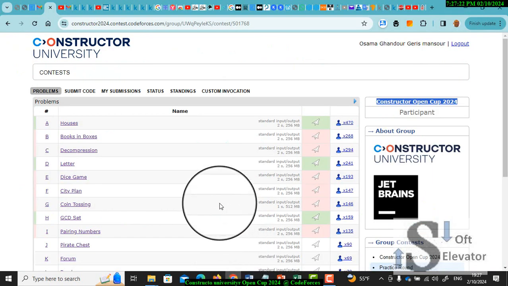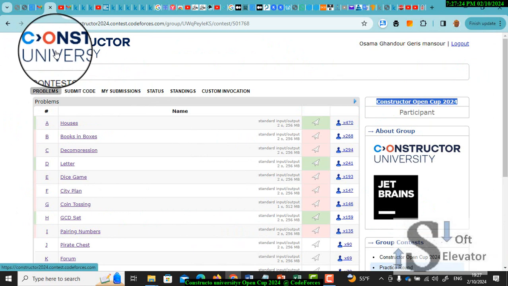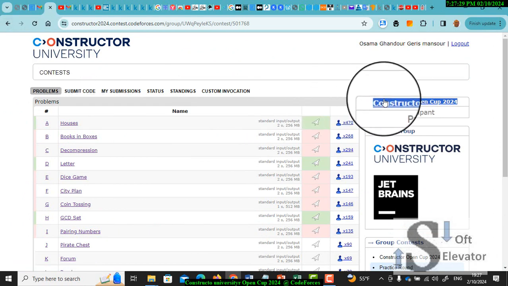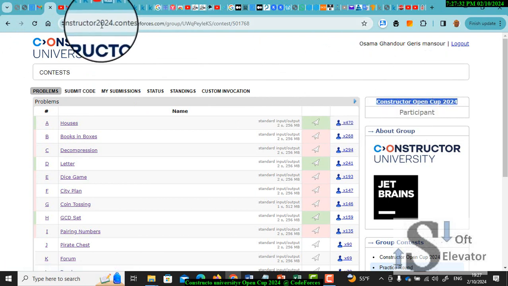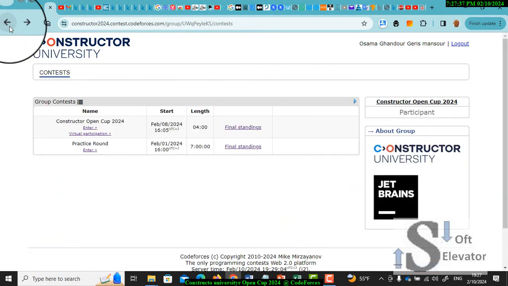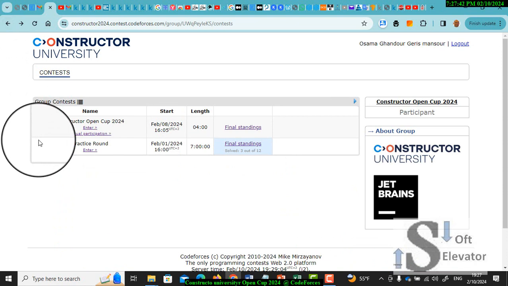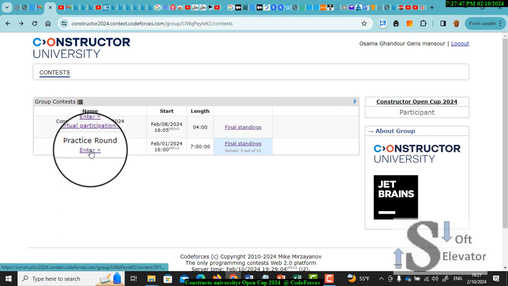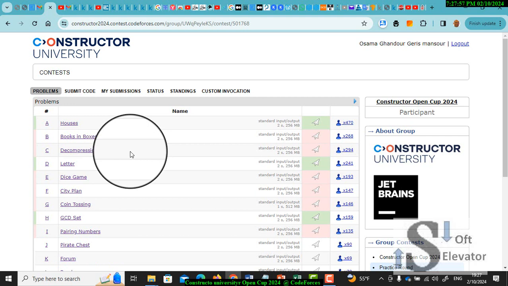Let's go. This Constructor University announced the scholarships through CodeForces. This is CodeForces. So here we have two phases. The first phase is the practice round. You have to enter to practice the contests and the problems to solve through programming. If you enter, you have to register before.